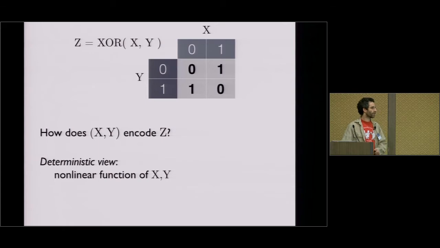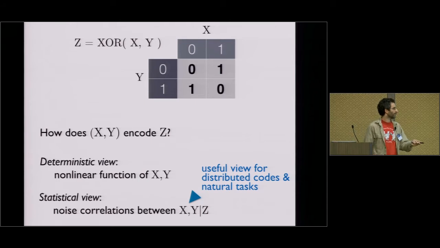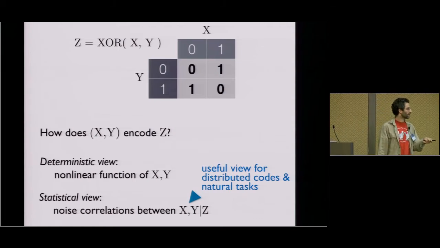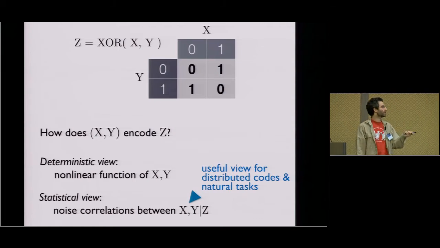I'm going to offer a different perspective, maybe controversial, maybe not for many, but it's a statistical view, and I think that this is really a more useful view for thinking about distributed codes like in the brain and natural tasks. And that is that the information about z is contained in noise correlations between these variables x and y.